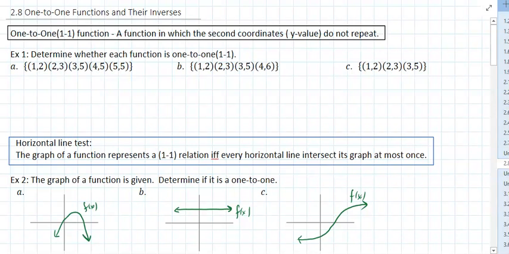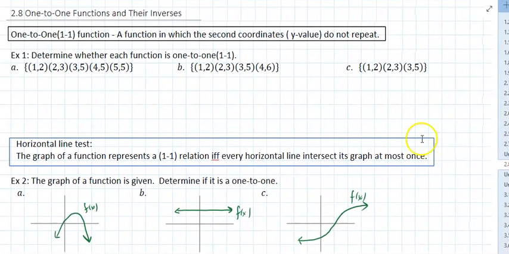Section 2.8 talks about one-to-one functions and their inverses. A one-to-one function is a function. Remember, a function is a relation in which the first coordinate, namely the x, does not repeat. So a one-to-one function must be a function first, in which the second coordinate, the y value, does not repeat.